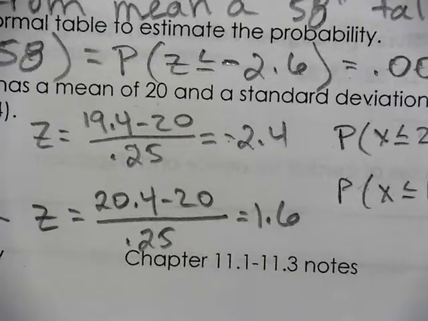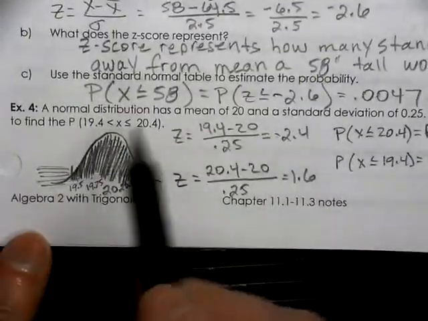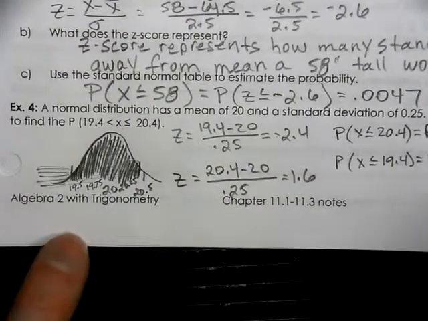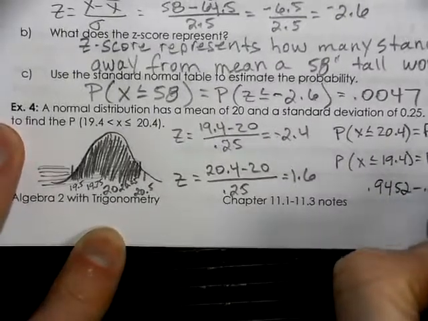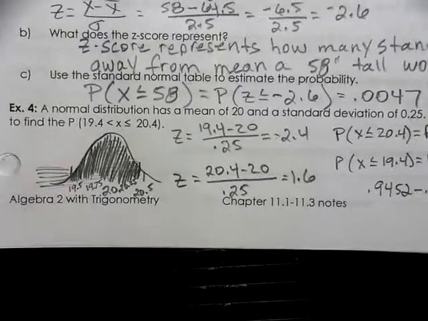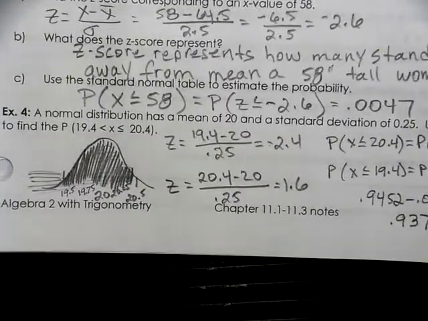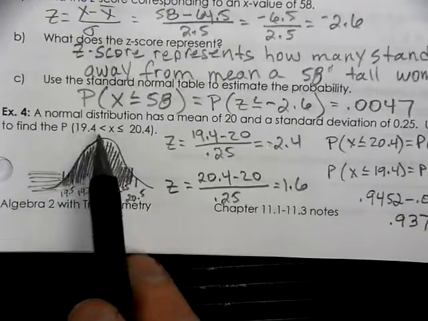So the probability that we land between 20.4 and 19.4 is the difference between our two findings. So we calculate that out, and using our calculator, we get 0.937. So it would be a 93% chance that you would pick a number between 20.4 and 19.4.